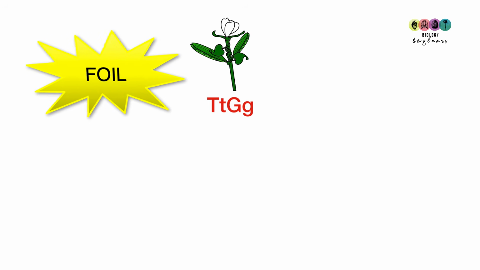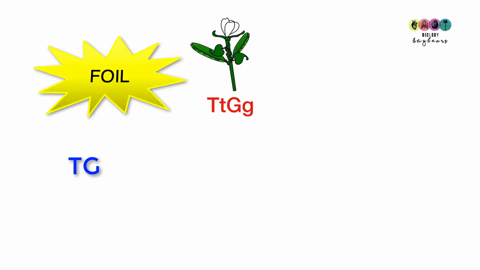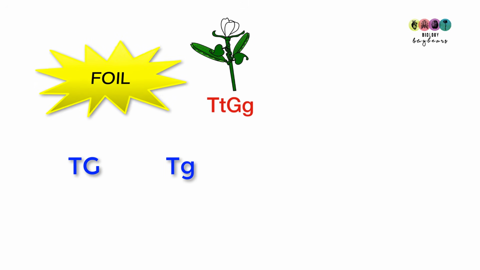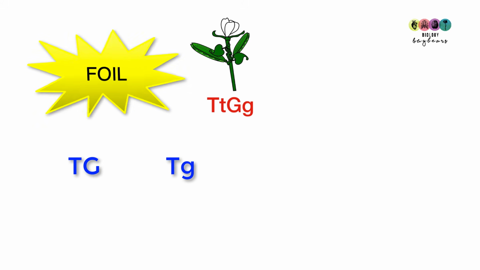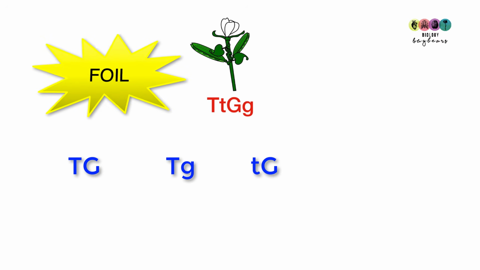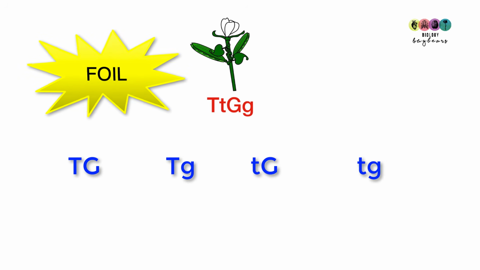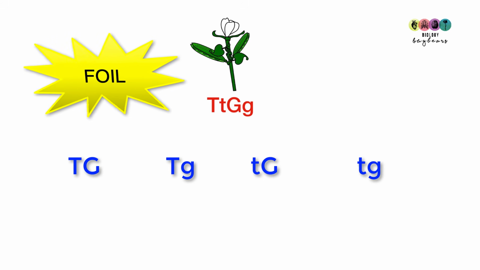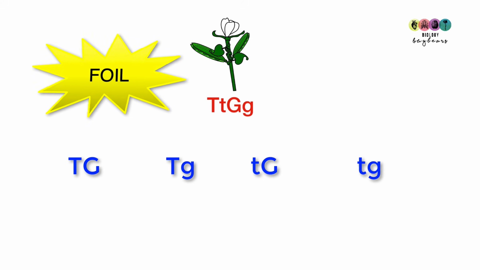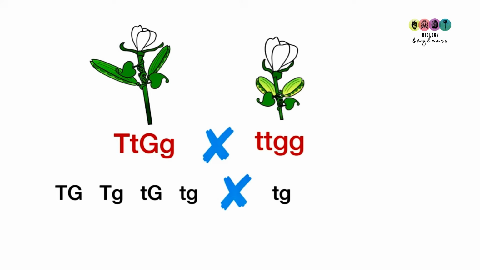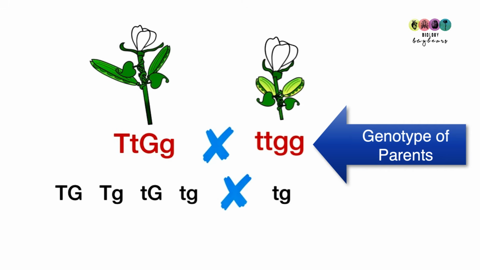So let's get the gametes from this parent using the letters in the word FOIL. So this is how you use it. F is the first two different alleles, so that's the first T and the first G. O is the outside two different alleles, so it's the capital T with the small g because they're on the outside. I is the inside two different alleles, so that's the small t with the big G. And lastly, we have the last two different alleles, so that's small t with small g. So we've written the genotype of both parents, and we've also successfully determined the genotype of all the possible gametes that each parent could contribute.